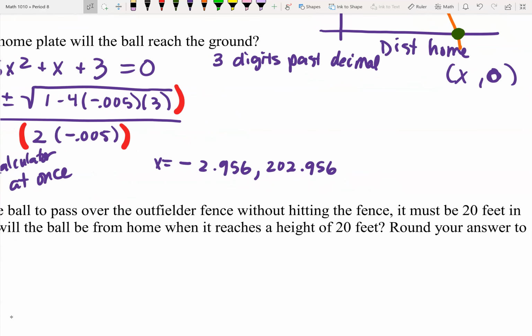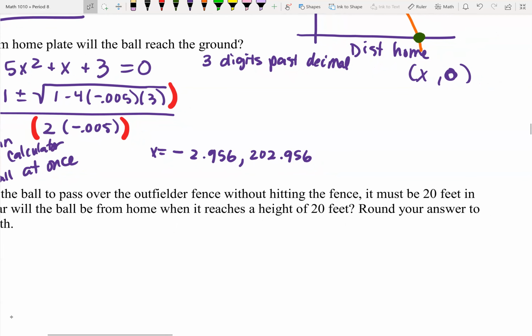Now I want you to freeze. This actually came up on something for you already. I was lenient with the answer, but I don't want to be lenient anymore. Look right here. We're playing baseball. I hit the ball, it goes flying through the air, and it hits the ground. What does that negative 2.956 mean? Where did my ball go? It went behind me, because positive means I'm playing it. Does negative feet even make sense? No. This was on the last test.